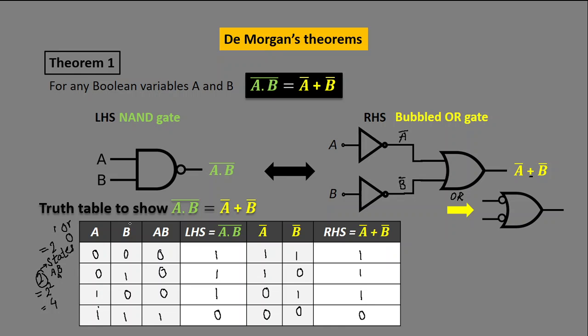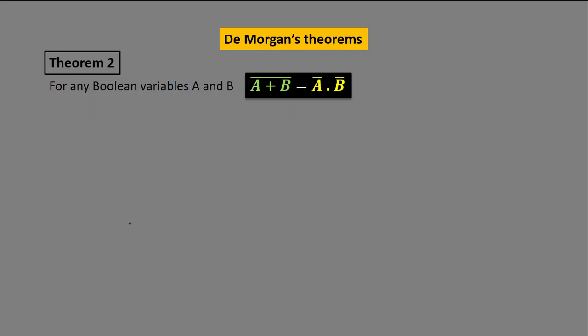Now let us go to theorem number 2. If you want, you can take a screenshot of this. Again it's De Morgan's theorem, and theorem number 2 is for any Boolean variables A and B. Now you'll realize the change. It's now the complement of A or B. In the previous case, it was the complement of A and B. Now the complement of A plus B is equal to the complement of A dot the complement of B. So this is theorem number 2.